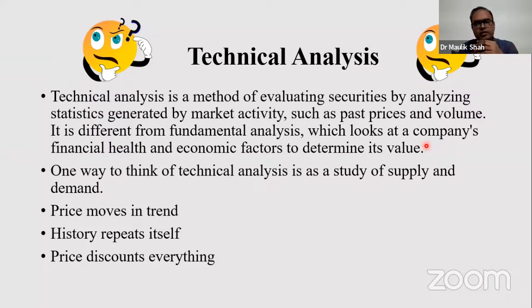Third assumption is history repeats itself. That we will be seeing in the chart. At one particular place where initially there was a support, this time also it might give a support. Once the price retraces down, it might find support at that same level and move up. So history might repeat itself. And the fourth important assumption is that price discounts everything.